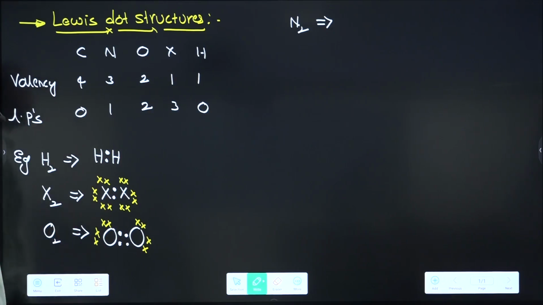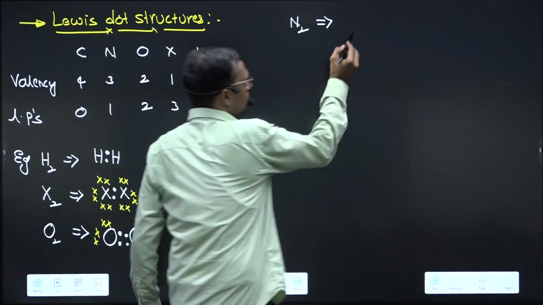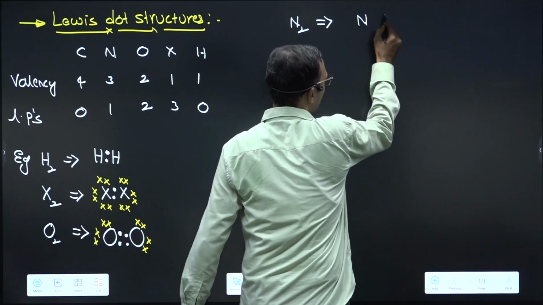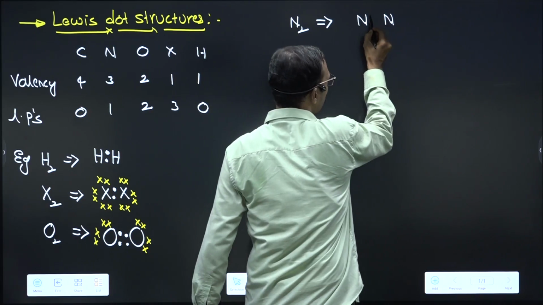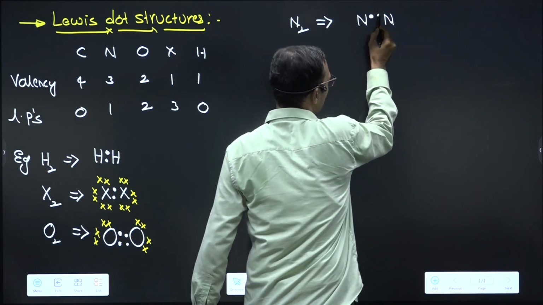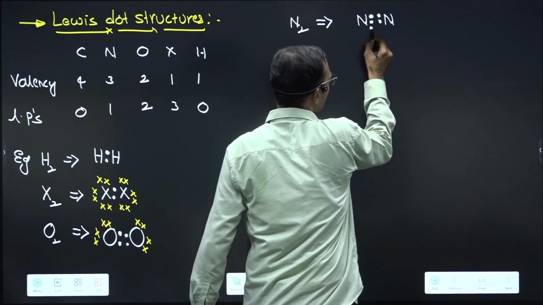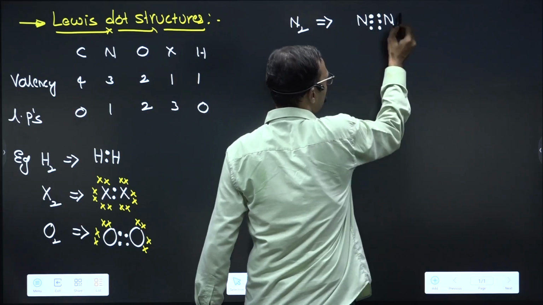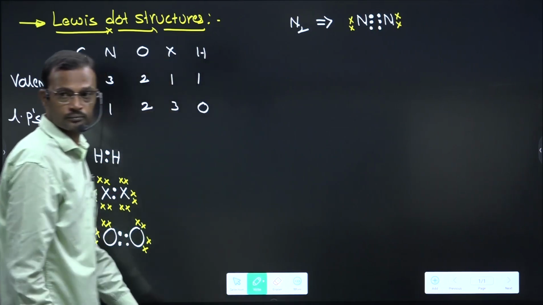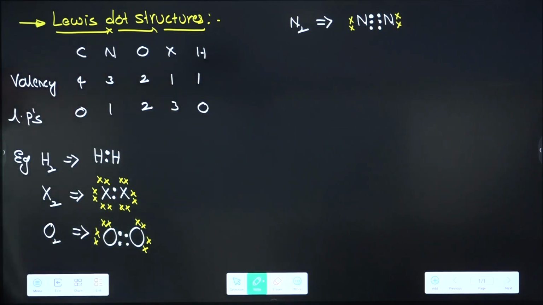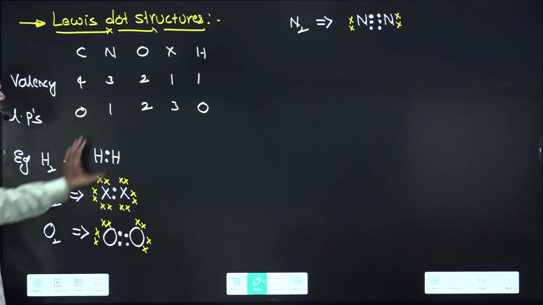Clear? Now N2, how to write the N2 Lewis dot structure? First write down one nitrogen, then write down the other nitrogen. First you confirm whether it is a triple bond or double bond. Triple bond. Triple bond means how many electrons? 6 electrons: 1, 2, 3, 4, 5, 6. Then each nitrogen carries 1 lone pair, here 1 lone pair. Easy? Now it is easy. We have not entered deeper yet; we are writing normal structures as Lewis dots.